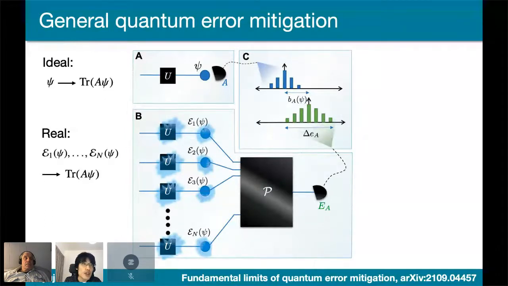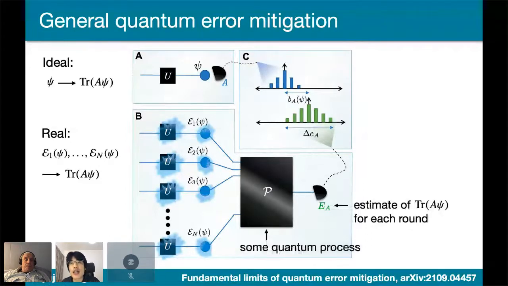So E1 to En are the effective noise channels that map the ideal quantum state psi to the noisy version of it. These noise channels might be different from each other in general, because you could also tune the level of the noise in your noisy circuit. But anyway, you have this large number n of copies of the noisy states that you're interested in.